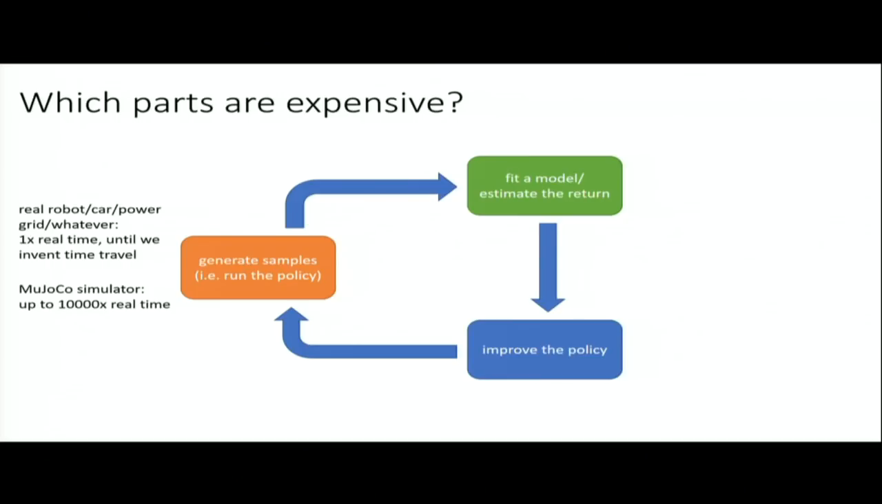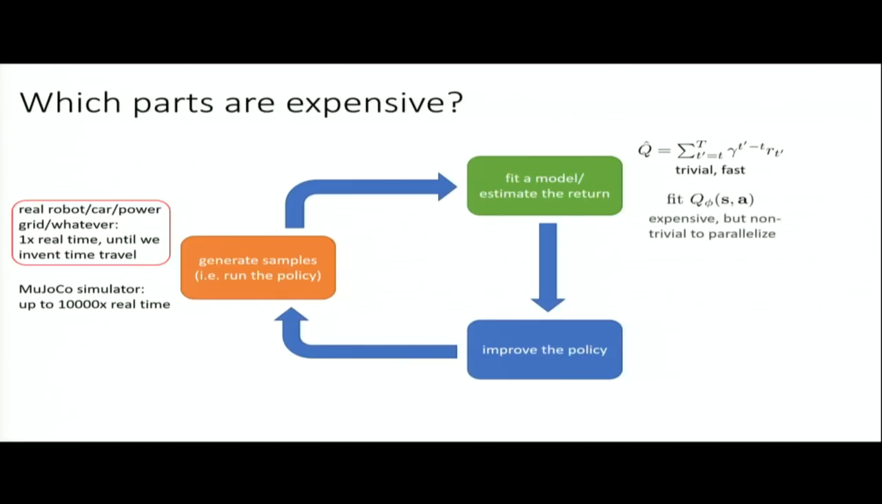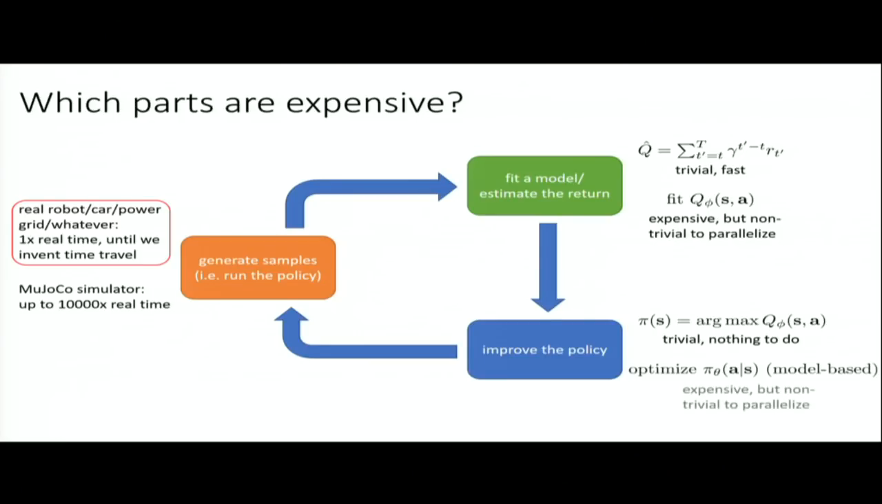So depending on the particulars of your problem, whether you're using simulation or not, this box can either be the main limiting factor that limits your performance, or it might be completely trivial. Fitting a model and estimating the return might be as simple as just adding together a bunch of values, or as complex as fitting a complicated neural network. So that might be either really simple or really complex. And again, improving the policy can be as simple as maximizing some value of a function approximation you've already fitted, all the way to backpropagating into a policy in model-based RL.